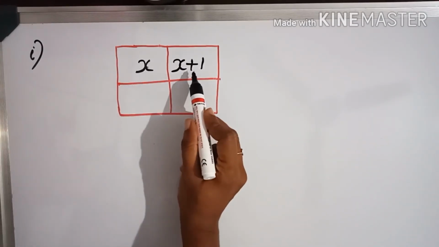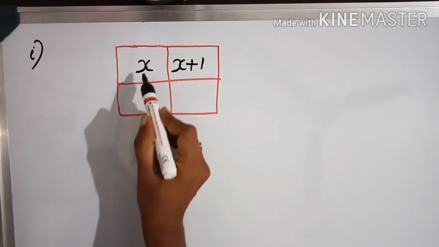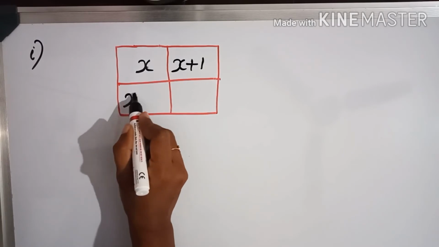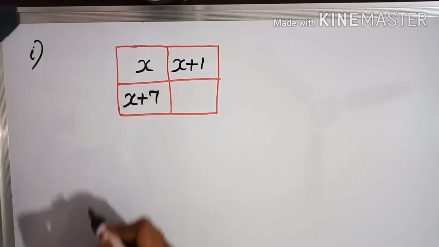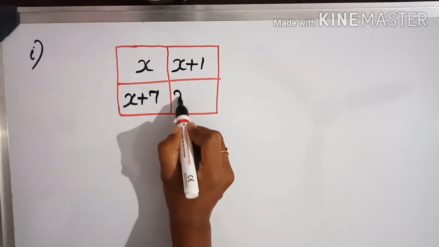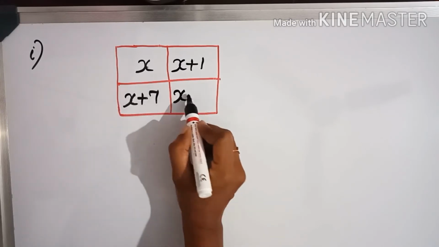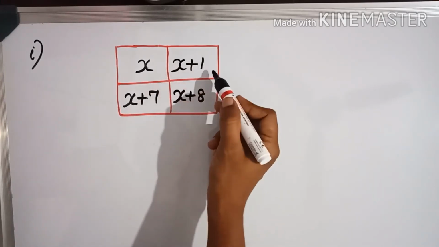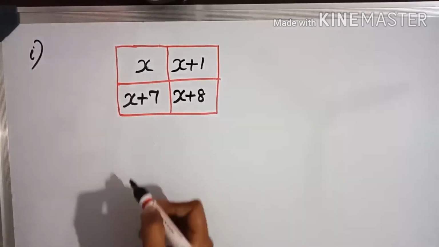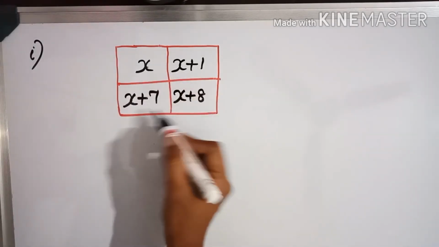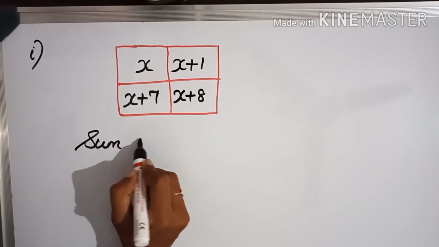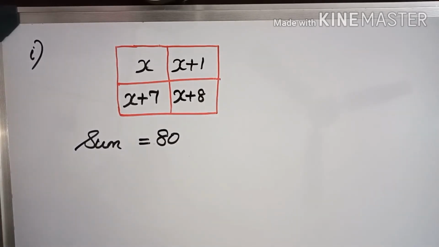First number is x, next number will be x plus 1. Then downwards will be what? Downwards adding 7. So the first number x plus 7 will be here. Now the next number will be what? Either x plus 7 plus 1 as x plus 8, or x plus 1 plus 7 also x plus 8. So these are the 4 numbers. Now it is given that the sum of these numbers equals 80. Then what are the numbers?